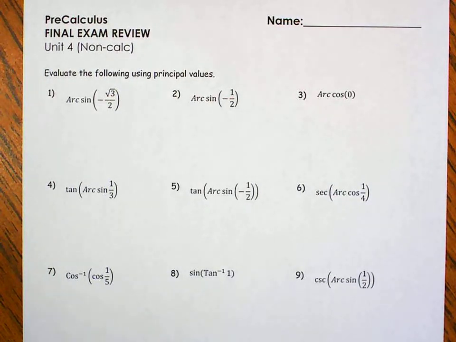Okay, guys, this is Unit 4. Unit 4 was a lot about inverse trig functions, so it's the process of going backwards. We're used to evaluating sine, cosine, or tangent of an angle, but now we're going to go backwards. So I'm going to start with a fraction and a ratio. I need to figure out what my angle is.